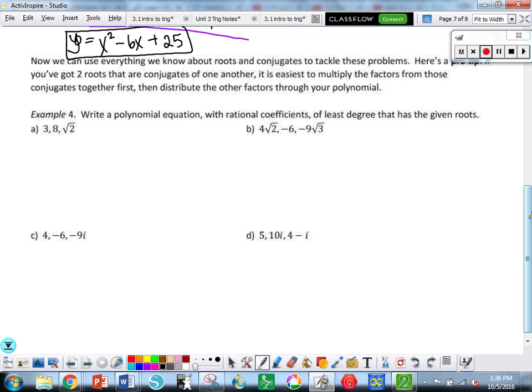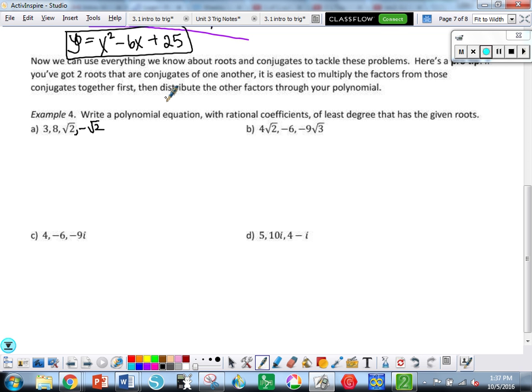I understand. So, example 4. On problem A, what other solution or what other roots could there be? Is it for sure that there's a negative 3? No. Is there for sure that there's a negative 8? Nope. Because those are rational. Which two come in pairs? Only the square roots and only the imaginary. So the only other one I know is a root is the negative square root 2. Does that make sense?